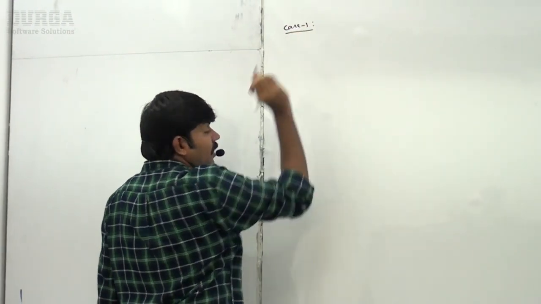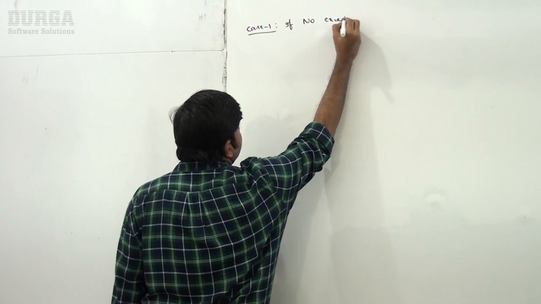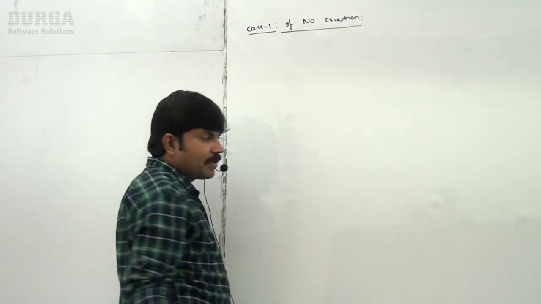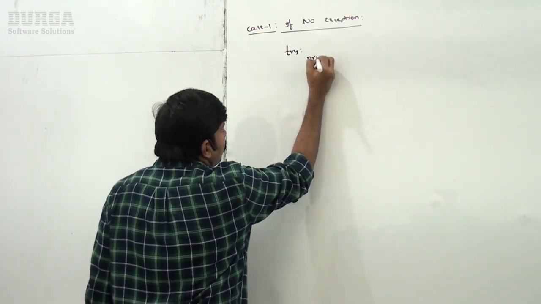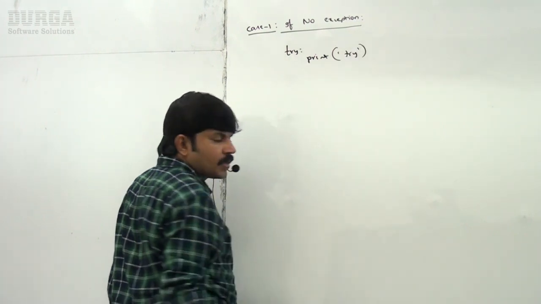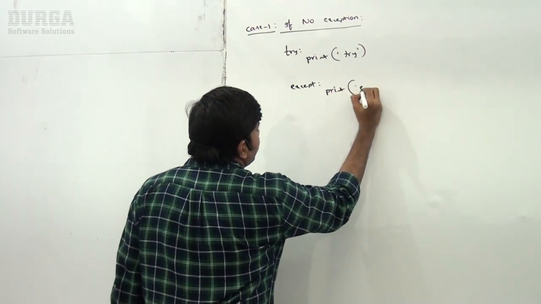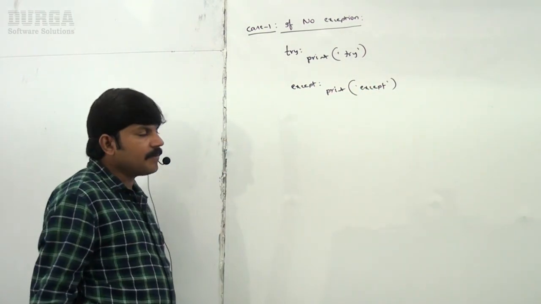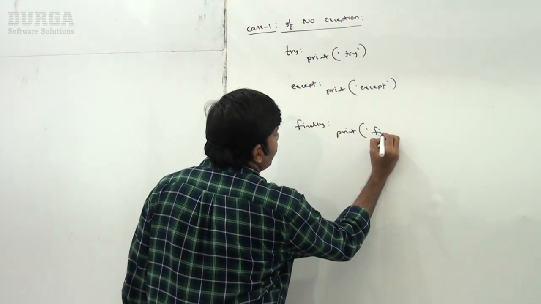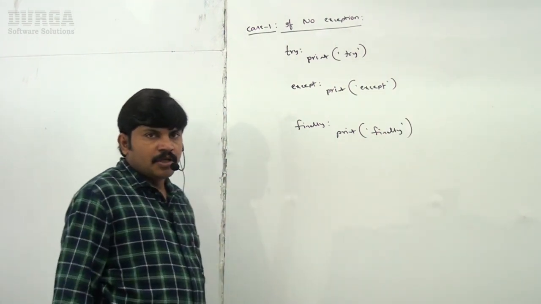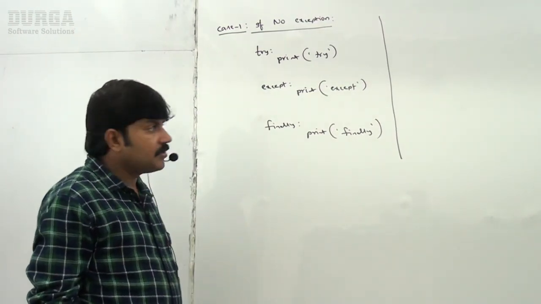Case 1: if there is no exception, in this case will the finally block be executed or not? Let me check. Here I am taking a try block with print of try, next an except block with print of except, and next finally with print of finally. Can you please tell what output we will get if I run this code?